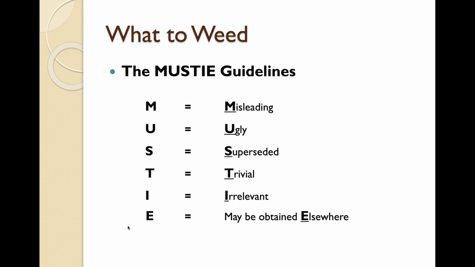If you're on the fence about "may be obtained elsewhere," and you can get a library loan, or send the kids to the public library, or somehow get a hold of the book elsewhere, then that could be a deciding factor. Irrelevant: it hasn't been used in 10 years, so it obviously is irrelevant.